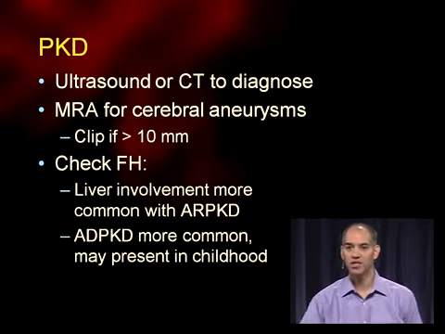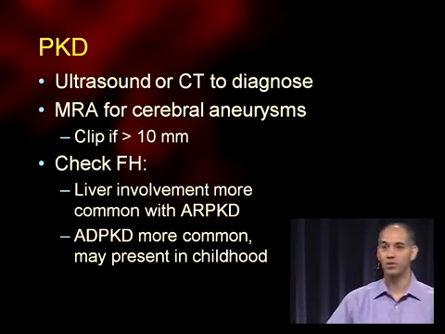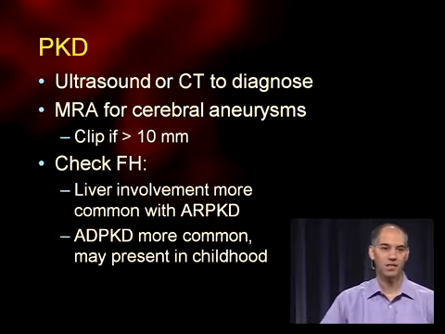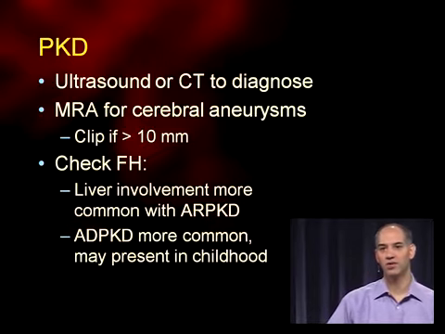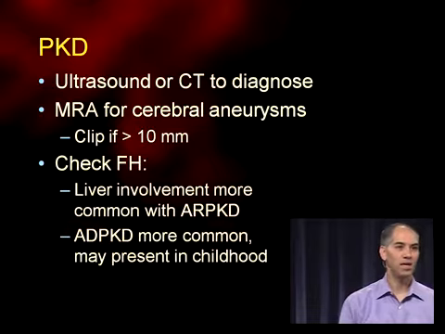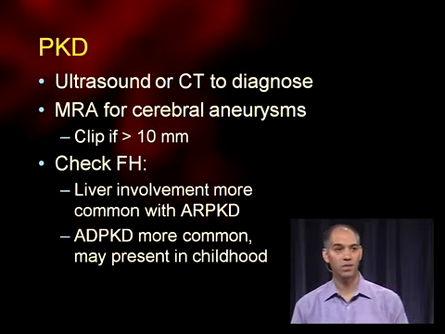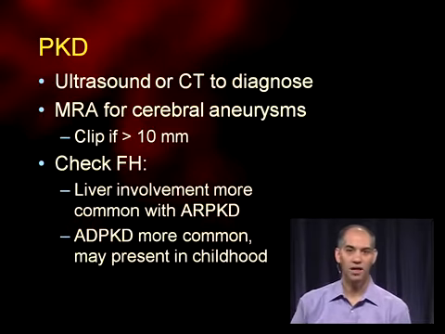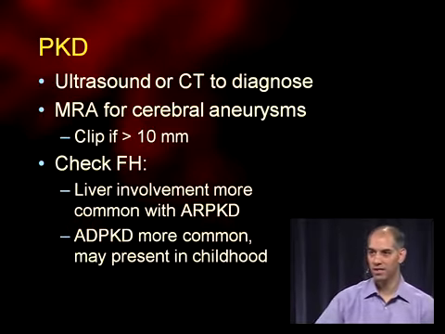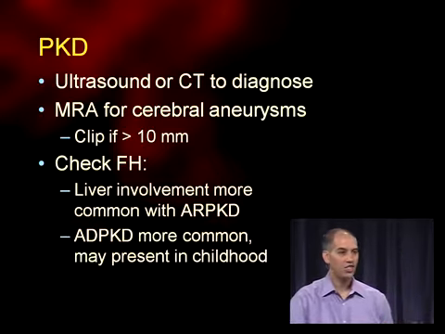And so lesions that don't show up on an ultrasound are now showing up on a CAT scan. It's a more sensitive test looking for cysts, so we were able to make the diagnosis earlier. An MRA, again, for the cerebral aneurysms, if they're larger than 1 centimeter, you should clip them. You should have the neurosurgeons go in and take care of those for you. And then check the family history.